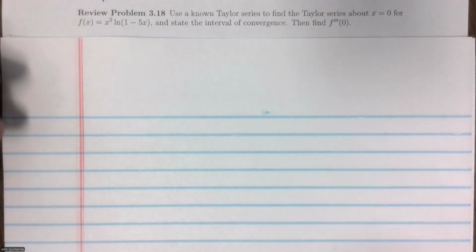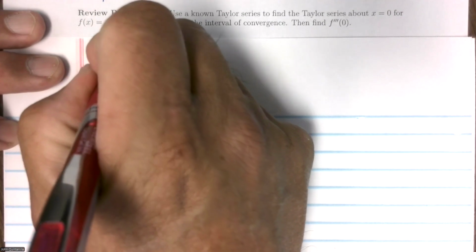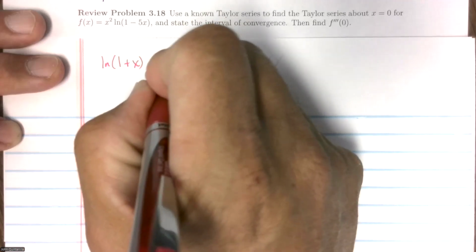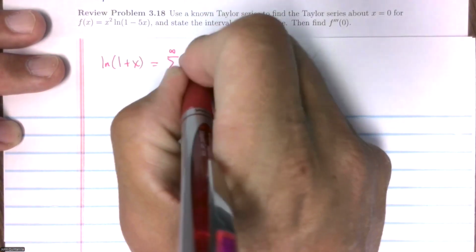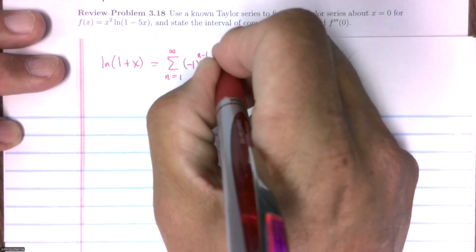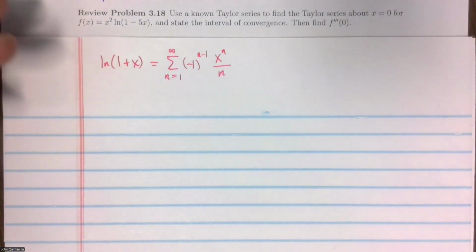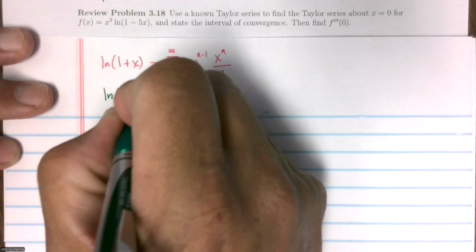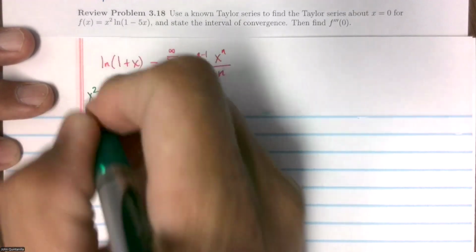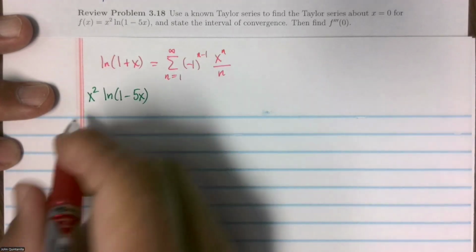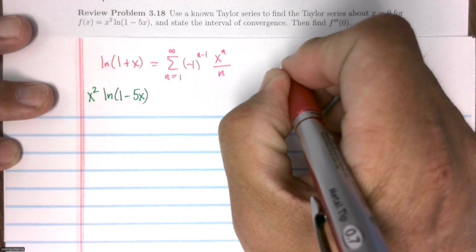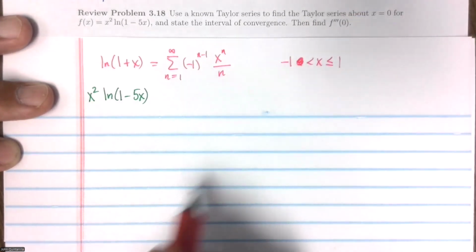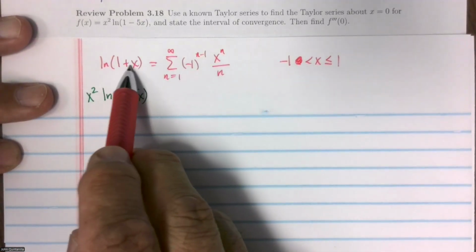Okay, now our starting point for this will be the known Taylor series expansion that natural log of 1 plus x is equal to the summation n equals 1 to infinity of (-1)^(n-1) x^n over n. That is our starting point. The convergence is going to be for -1 less than x less than or equal to 1. So that is the interval of convergence for natural log of 1 plus x.